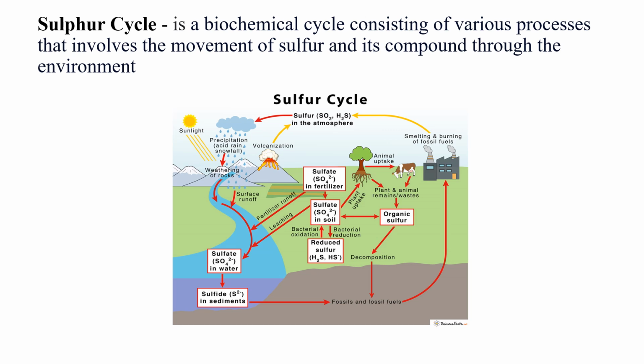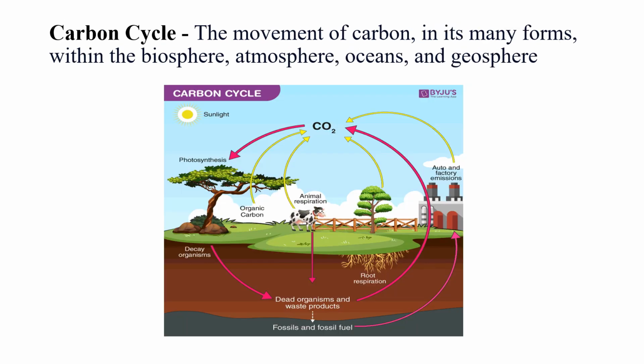So another one we're going to look at here is the carbon cycle. Carbon cycle, this is the movement of carbon and its compounds within the environment, in the biosphere, that is the atmosphere, the oceans and the geosphere, that is, the lithosphere. Now, carbon dioxide is present in the atmosphere naturally.